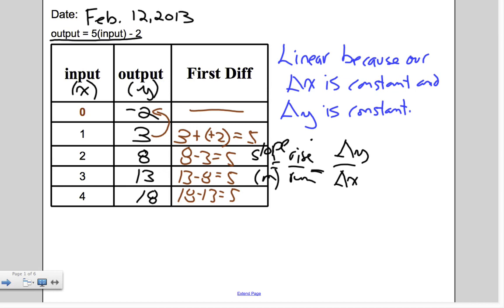Okay, so here, what's our delta y? What's the change in y? 5, over delta x. What's your change in x? 1. Slope is 5. So it's just 5.